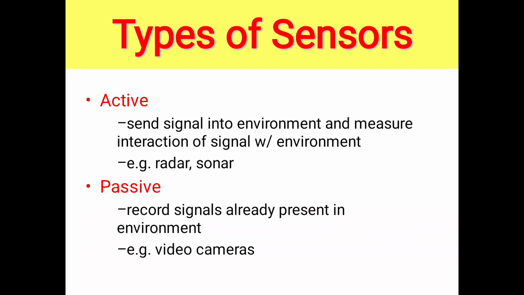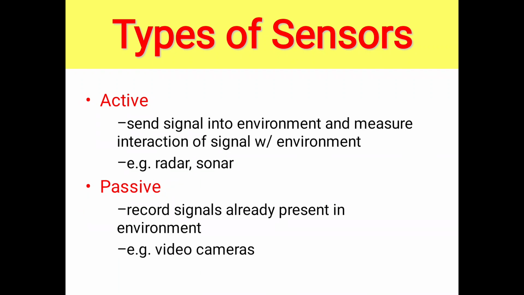So moving on to the next slide, types of sensors. There are basically two types of sensors. First one, active sensor, and second one is passive sensor. So what is an active sensor? The active sensor sends the signal into the environment and measures the interaction of the signal with the environment.